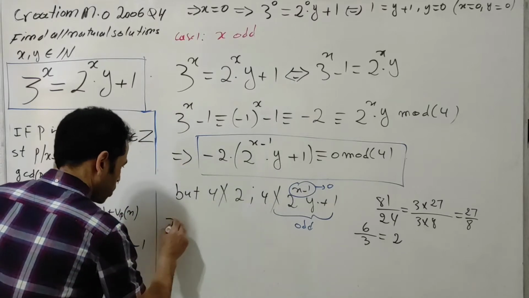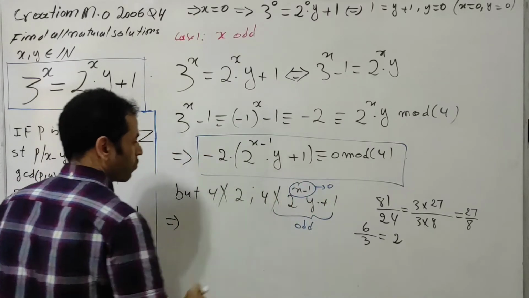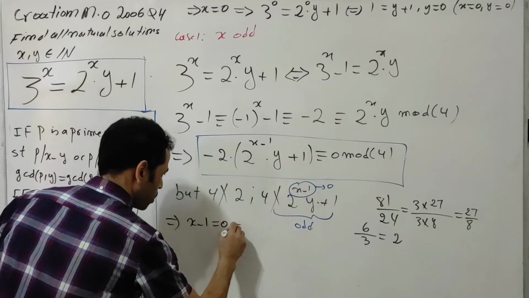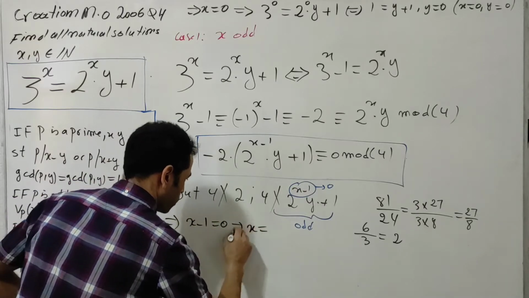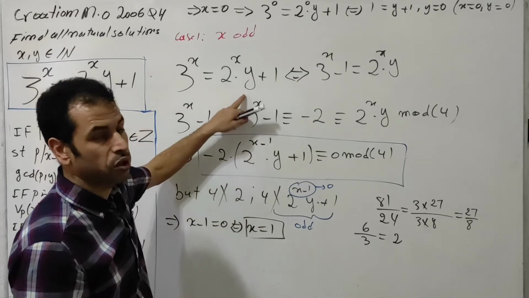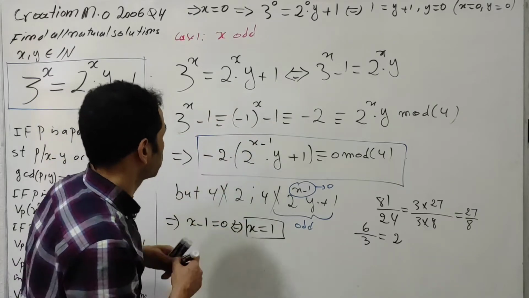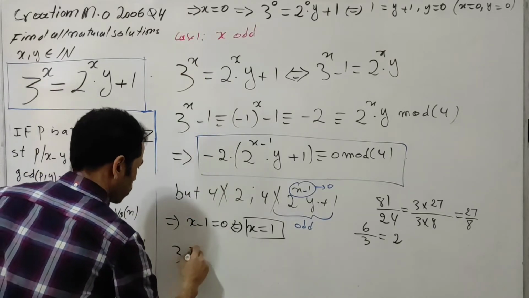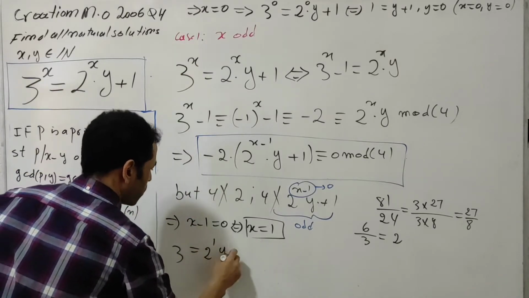So to have this divisibility verified, that implies x minus 1 equals 0. This implies x equals 1. I'm going to take this found fact and insert it into the original equation to find y. So I have 3 to the x, which is 3 to the 1, equals 2 to the 1 multiplied by y plus number 1.